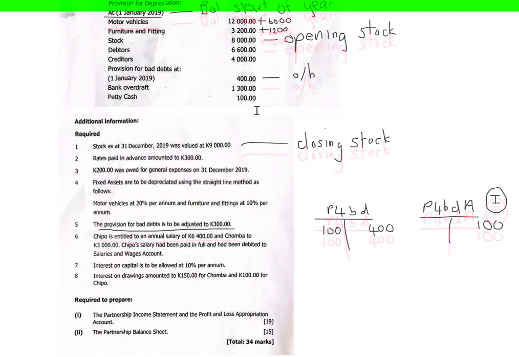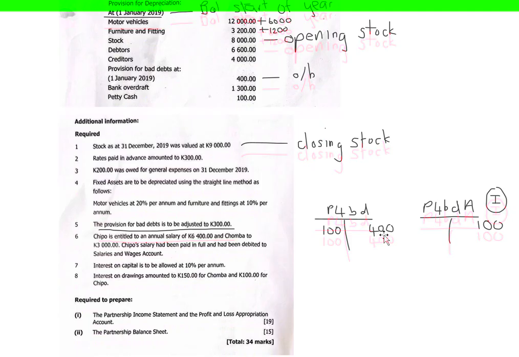Now if I go and have a look here, the provision for bad debts was 400, and provision for bad debts is a decrease in the value of debtors. So provision for bad debts, if it's a decrease in assets, because a debtor is an asset, it will have a credit. Provision for bad debts has a credit balance of 400, right? Now the adjustment says the provision must be made 300. So how am I going to get this account to reflect 300?